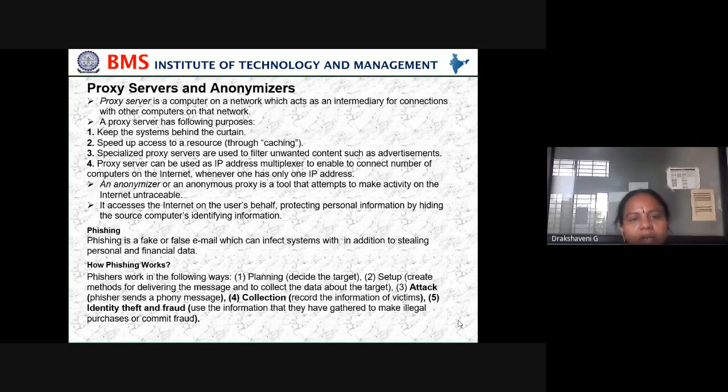An anonymizer, or anonymous proxy, is a tool that attempts to make activity on the internet untraceable. Suppose I am trying to find out who the fourth semester students of cybersecurity are and where they are, but I will not disclose what I am doing. That is what is called an anonymizer. It accesses the internet on the user's behalf, protecting personal information by hiding the source computer's identifying information. That's what the proxy server and anonymizer will be doing.